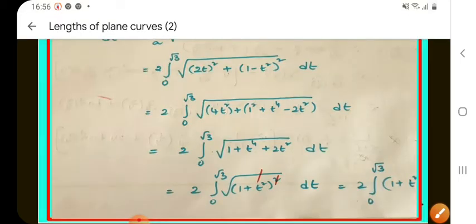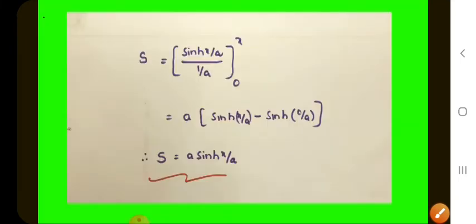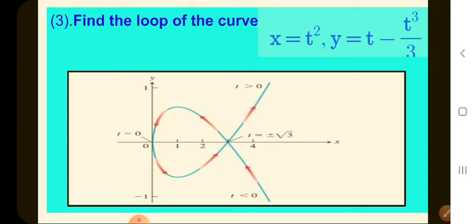See here, this is our loop. X equals t square, y equals t minus t cube by 3. This is parametric form. First I draw the loop. Here we have to find the loop from 0 to root 3 and 0 to minus root 3. For this I find only 0 to root 3, that means half of the length of the given loop, and I double it. So I write 2 into the length of the arc formula.